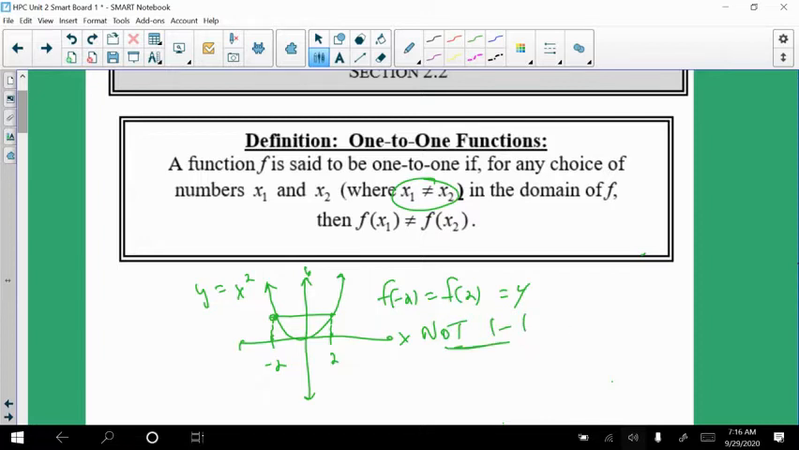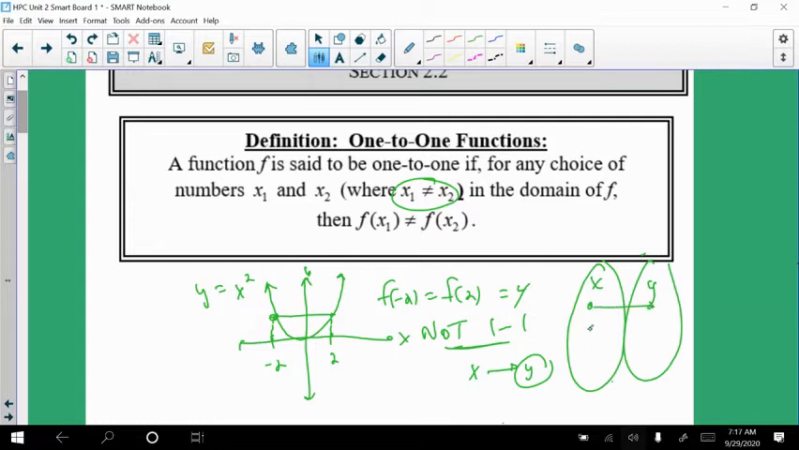And again, this idea of one-to-one, you can also think about as soon as you've paired some x to some y, you can't use that y anymore. That y can only be used for one x. If you think about your domain and your range as a set of numbers, you're pairing one x with one y, and that's it. One x with one y, one x with one y. That's where it gets its name, one-to-one.